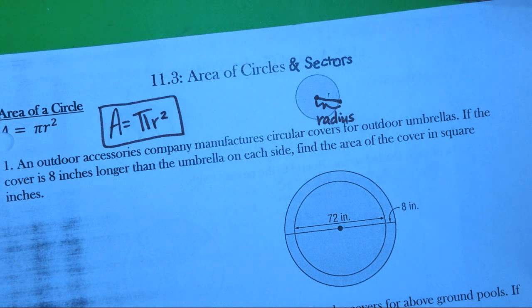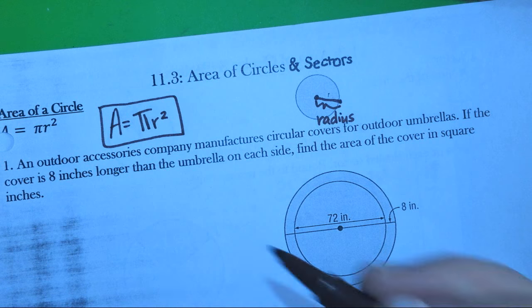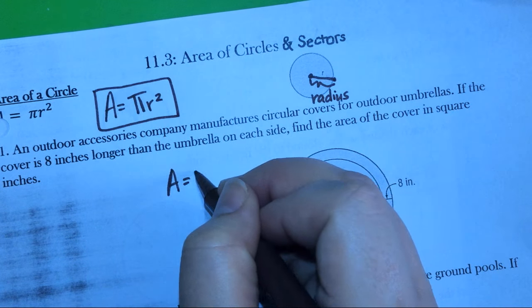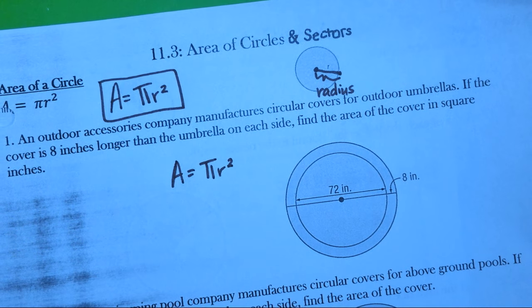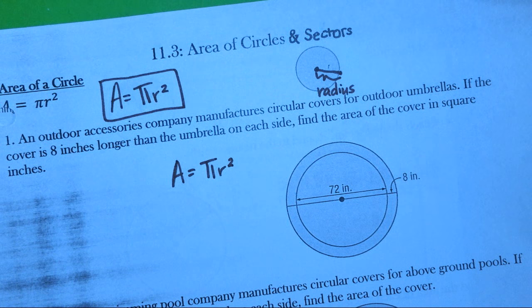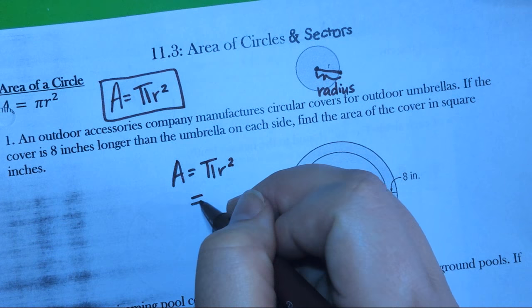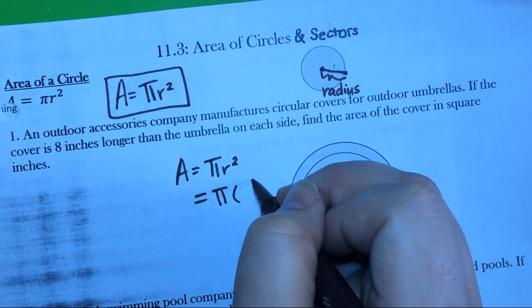Okay, so we read our first example. It says that there's an outdoors accessories company. They have circular covers for outdoor umbrellas. The cover is 8 inches longer than the umbrella on each side. Find the area of the cover in square inches. Well, that's a lot going on. The first thing I would do is write A equals pi r squared. At least I have written the formula. I can get points for showing I know what formula to use. My next step is to decide the radius.